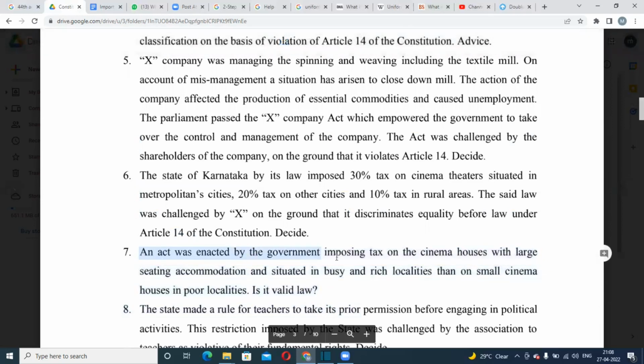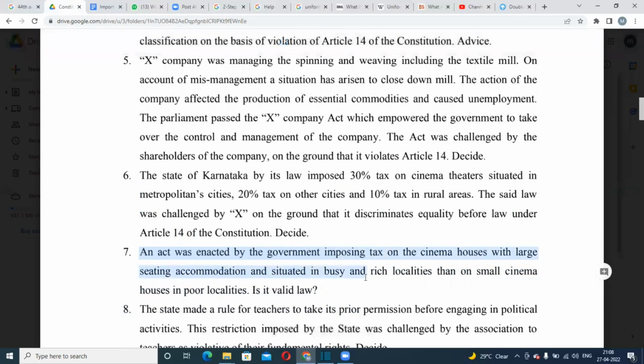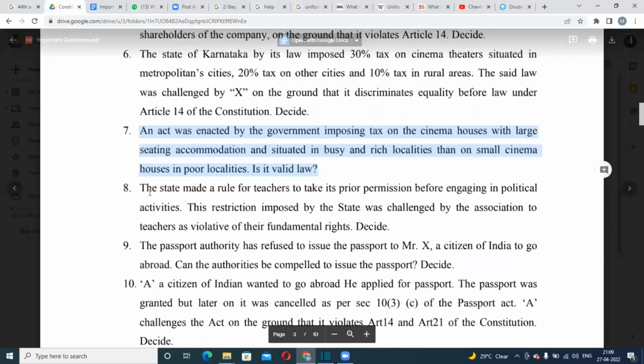An Act was enacted by the government imposing tax on cinema houses with large sitting accommodation and situated in busy and rich localities, then on small cinema houses in poor localities. Is it a valid law?